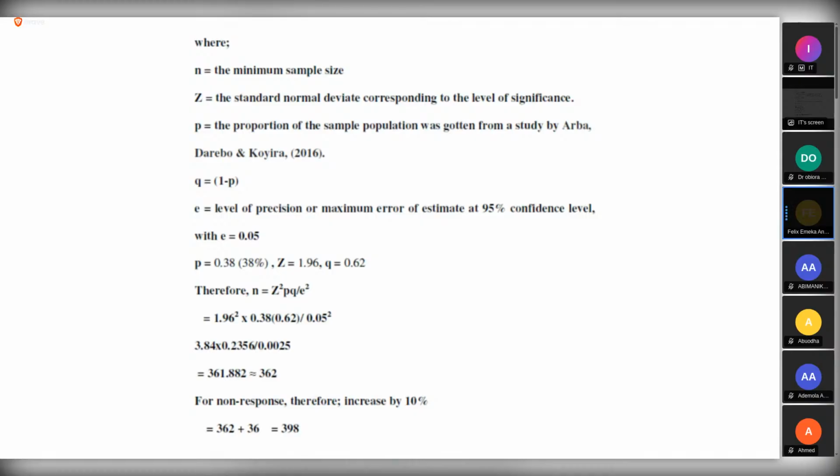362 is your minimum sample, but it's usually recommended to add a 10% non-response. The reason they do this is because you have calculated this minimum sample with a tolerable error of 0.05, so you are not allowed to go below 362. You are not allowed. So the chances are, if you go to the field with 362, you may likely come back with 360. You may likely come back with 358. You may even come back with 350.